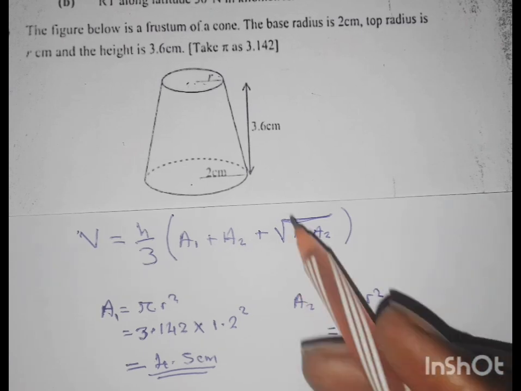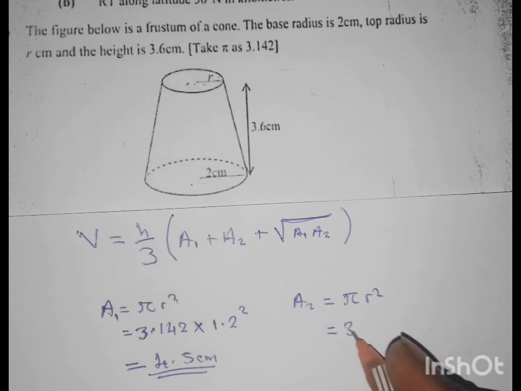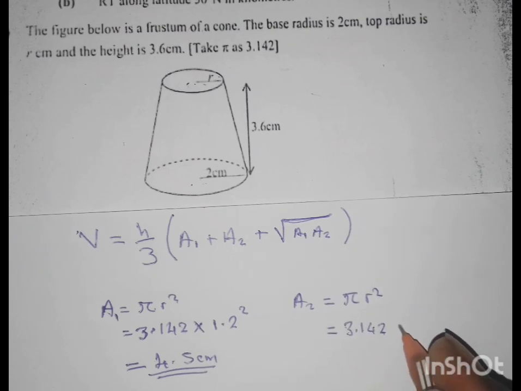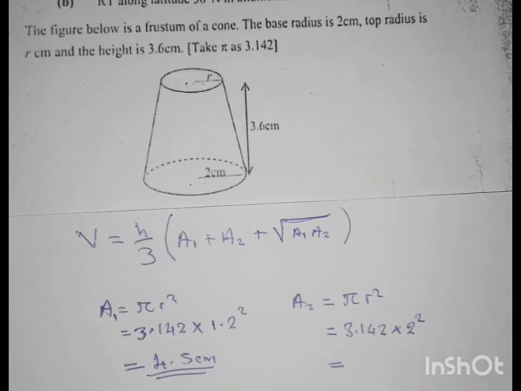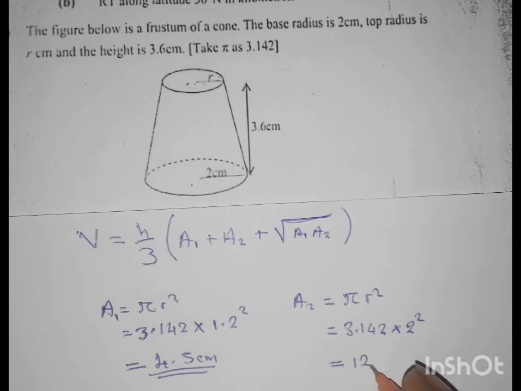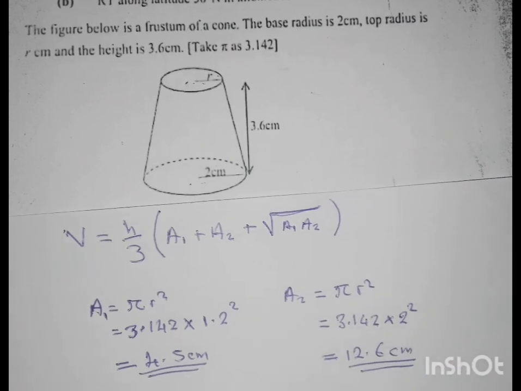Then for area 2, we apply the same formula, r squared. This time we're moving to the bigger one. So we say 3.142 multiplied by 2 squared. At one decimal place, this will give us 12.6 square centimeters.